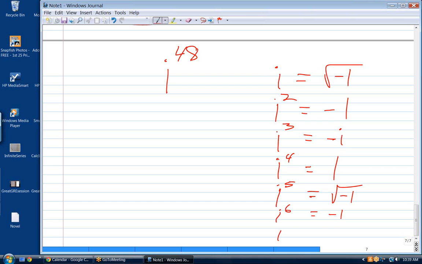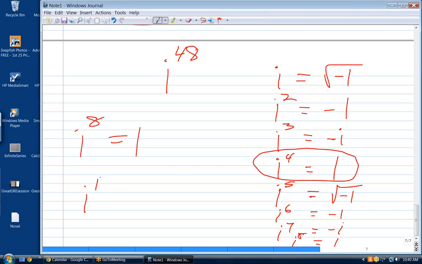Okay, so it's the pattern. So that's what you have to do when they say, what is i to the 200th power? You have to figure out where it is on this pattern. So if this is 1, i to the 8th is 1, i to the 12th is 1. In other words, any multiple of 4 is equal to 1.